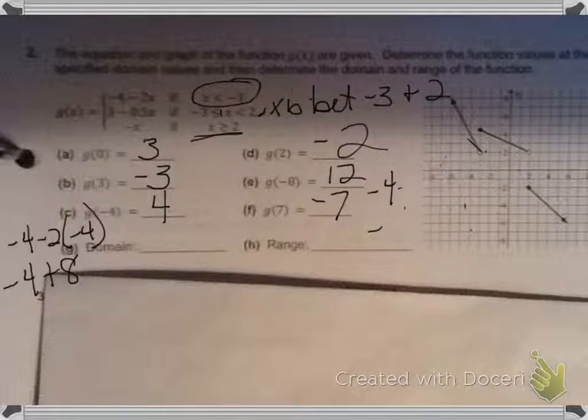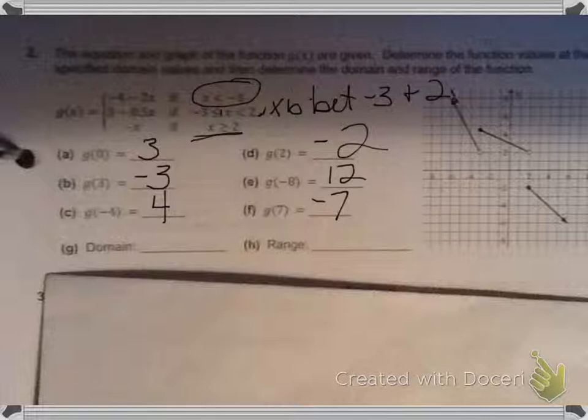Now to calculate the domain and range, we have to look at our graphs. Domain goes from left to right on the x-axis. So this arrow says it keeps going on and on, so the domain is -infinity to, and this arrow goes on and on, so it's to +infinity.